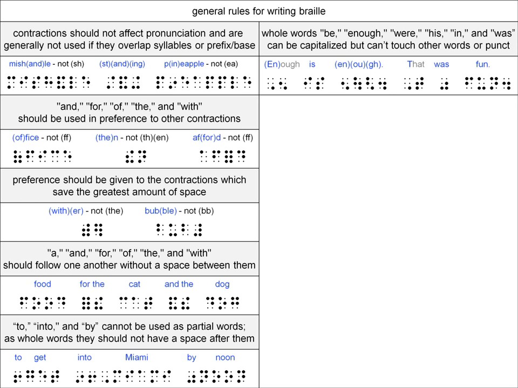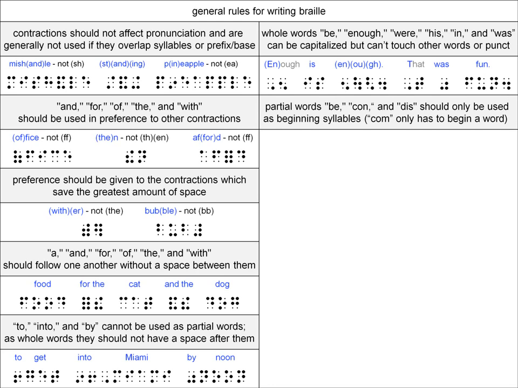Also, in the sentence, that was fun, the was contraction is separated from the other words with spaces. By the way, the cell that represents the contraction was is also the cell that represents the contraction by, as we saw in the previous rule. The way you can tell these apart is if the cell is unspaced from the next word, then it represents the word by. But if there is a space after it, then it represents the word was.